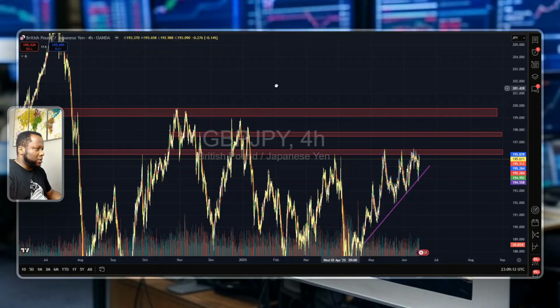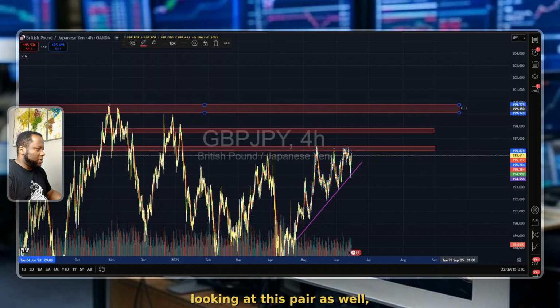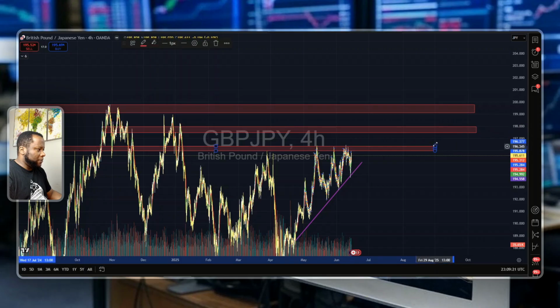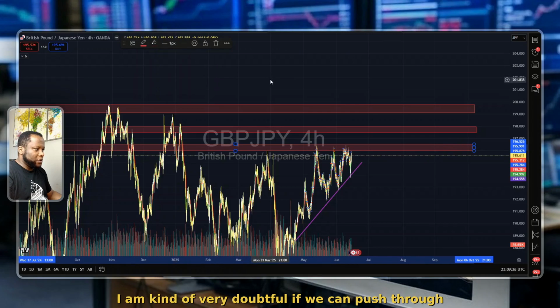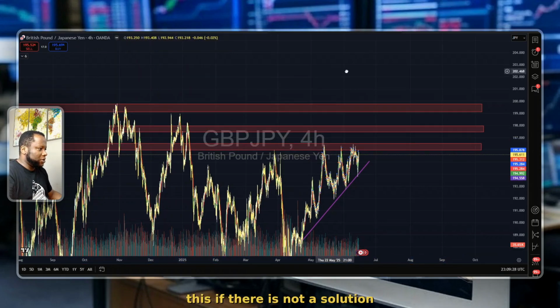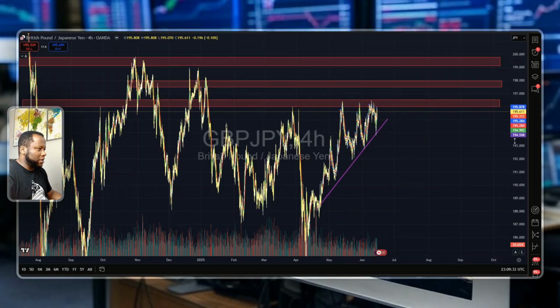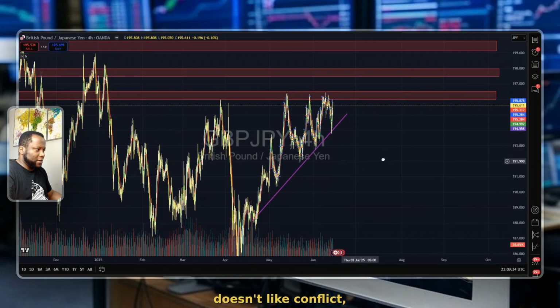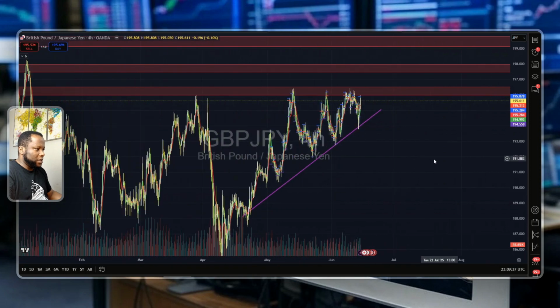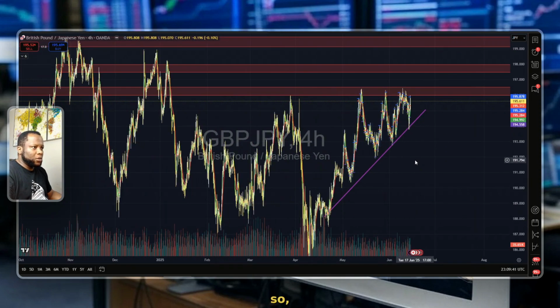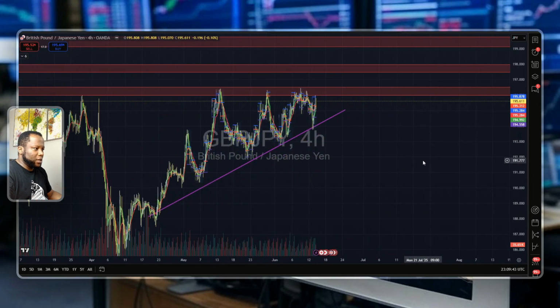Okay, and looking at this pair as well, if you want to consider the geopolitical conflict going on with Iran and Israel, I am really doubtful if we can push through this if there is not a solution to that conflict as soon as possible. Okay, the market, or GBP/JPY mostly, doesn't like conflict. It doesn't like financial conflict. It doesn't like war conflicts. All right. So on the 4 hour, that's what we have.